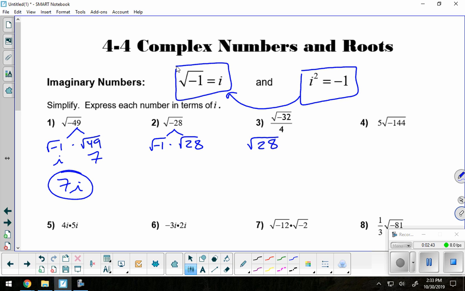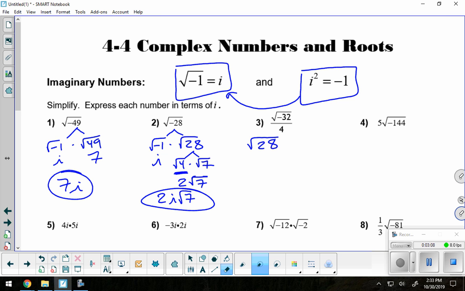The square root of 28, you can separate this out into 4 times 7, where we know the square root of 4. So if you choose 4 times 7, that's just going to be 2, and the square root of 7 would still be left over. So you'd have 2 square root 7. And then again, we know the square root of -1 is just i. So if you combine these two together, you would have 2i square root 7 as your solution.